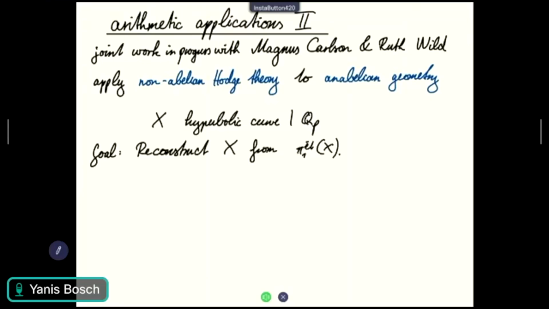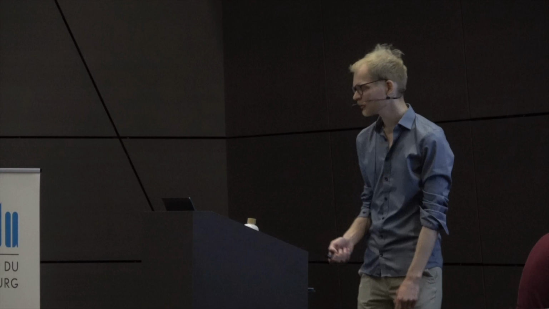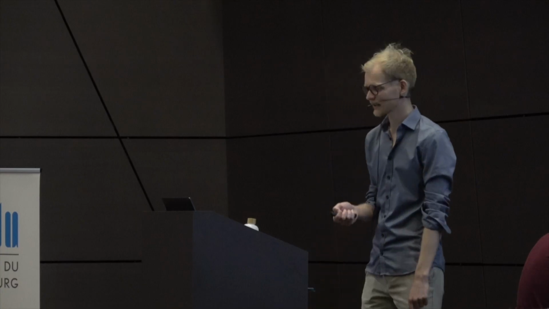So what is anabelian geometry about? Let's say we're in the setting of hyperbolic curves over Q_p. One question in anabelian geometry, in some sense asked by Grothendieck to Faltings, is to reconstruct this curve from just the datum of its étale fundamental group. So does the étale fundamental group know everything about the curve in some sense? First of all, the answer to this question is known. Mochizuki proved in the 90s that this is in some sense possible.